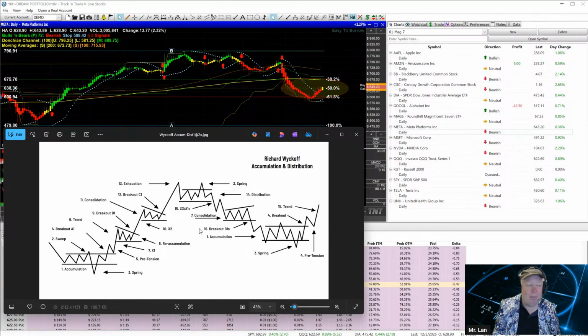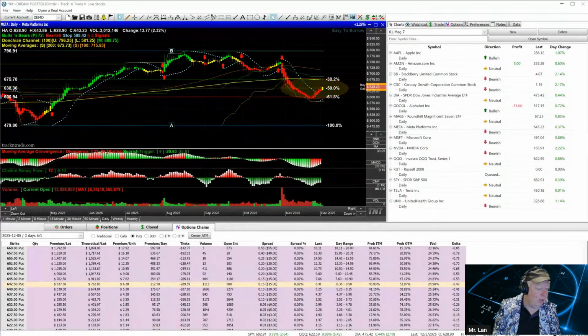Just like the map. Oh my gosh, Lan. When did you draw that map? Oh, I didn't draw that map. Richard Wyckoff did about 50 years ago. And markets are still doing it. Crazy, isn't it? All right. He drew this map about 50 years ago. So that's our Wyckoff map.